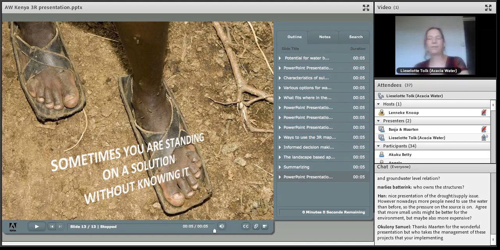Now the big question is, which of those various 3R options to capture water and make it available in the dry period fit best at what location in the landscape? For example, if you think of shallow water storage, in that case you need a shallow impermeable layer to prevent drainage of the water to the deeper layers. If this impermeable layer is absent, shallow water storage is much more difficult.